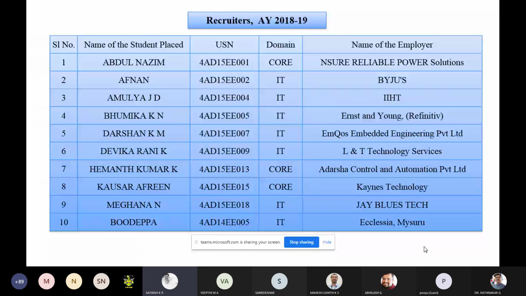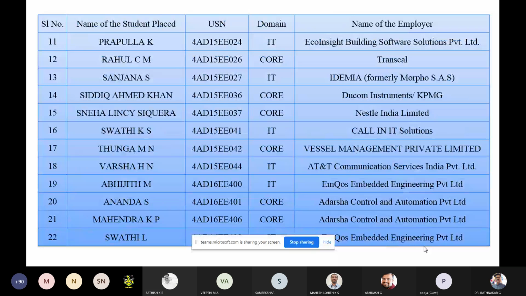So this is about the recruitment of our department for the academic year 2018-19. We have achieved more than 65% placement in campus. Our students have been placed in prestigious companies like L&T Technologies, Adarsha Control and Automation Private Limited, Keynes Technologies, Ernst and Young, and also AT&T Communications.